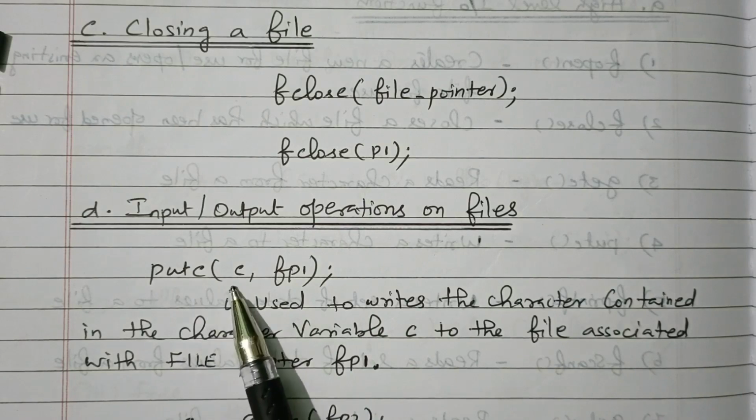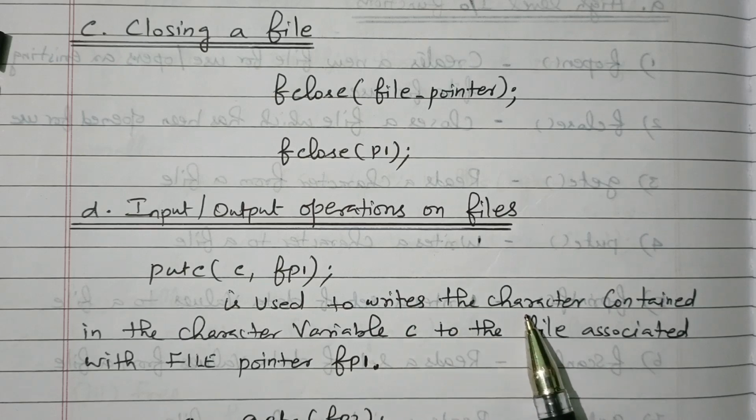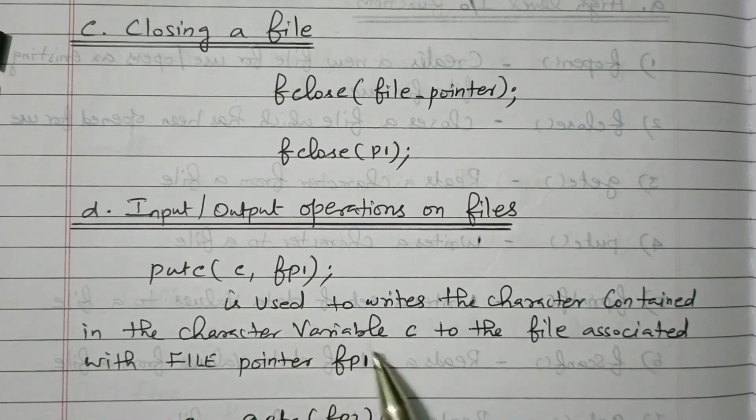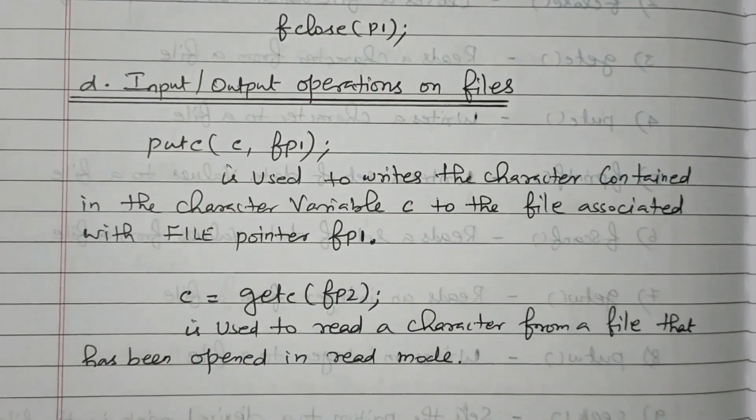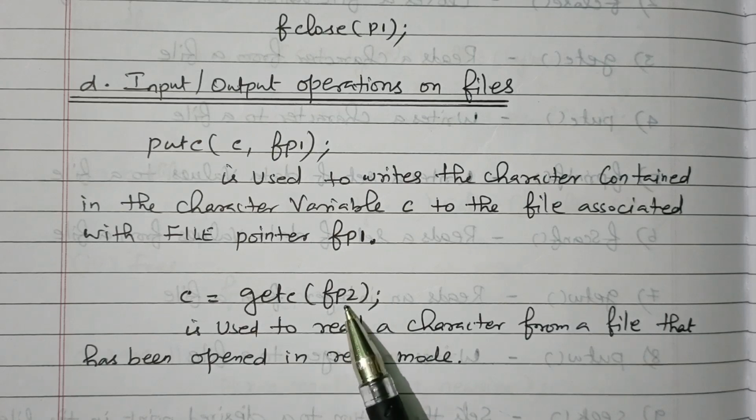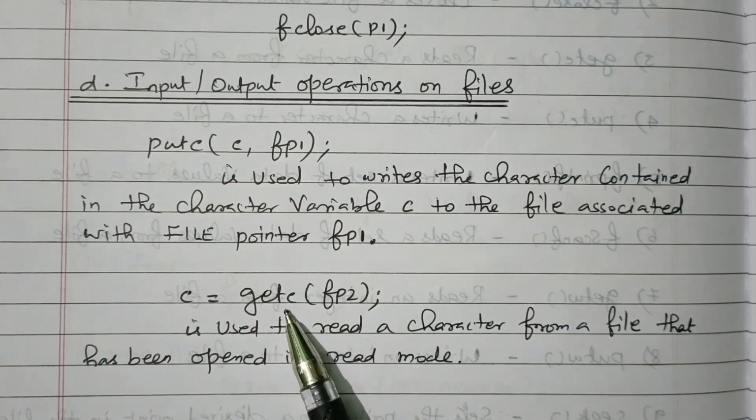putc(c, fp). It is used to write a character contained in the character variable c to the file associated with file pointer p1. So it will write the characters to the file. Similarly, getc is available. It is used to read a character from a file that has been opened in the read mode, right? This refers to the file pointer, getc refers to read the character, putc refers to write the character. Now we'll see one example program for this file handling, opening, closing and writing the data.